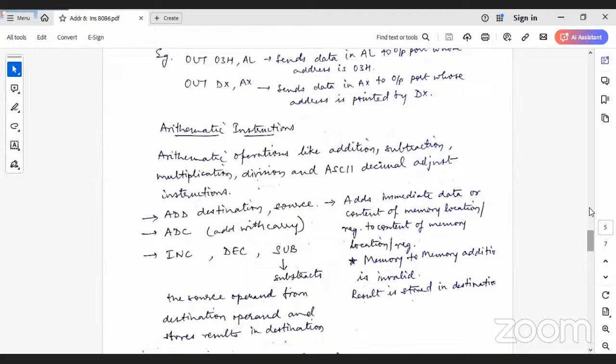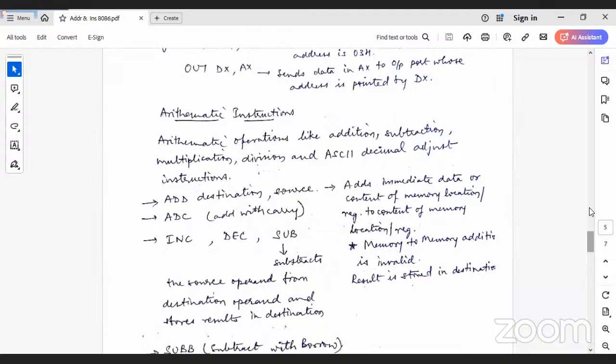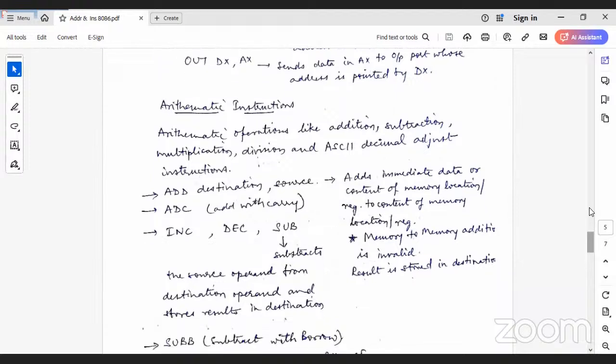Now, the decimal adjust instruction in 8085 was DAA. So that is your decimal adjust. Here also you have the decimal adjust DAA instruction. So here one more interesting point will come, which you will see a little later. Now, the syntax again is ADD destination comma source.